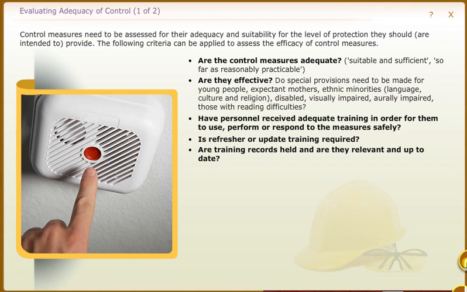Are they effective? Do special provisions need to be made for young people, expectant mothers, ethnic minorities like language, culture and religion, disabled, visually impaired, orally impaired, those with reading difficulties? Have personnel received adequate training in order for them to use, perform or respond to the measures safely? Is refresher or update training required? Are training records held and are they relevant and up to date?